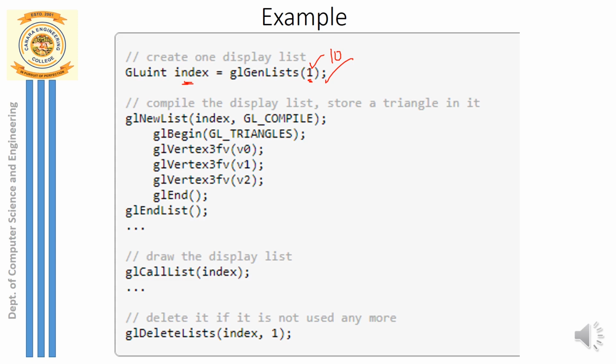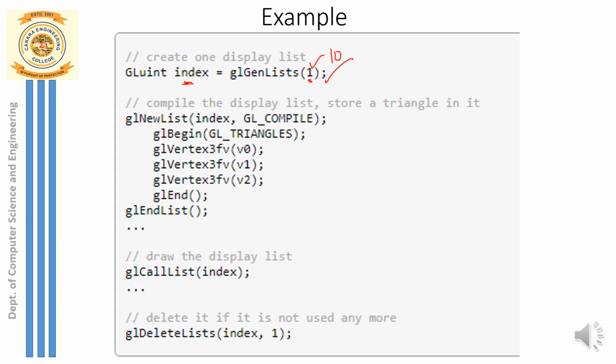So if I'm specifying a range as 10, always the first display list ID would be starting from 1. Then the contiguous numbers are generated, 1 to 10. So the first ID that is generated when you call glGenLists is 1, which is returned here and saved in the integer called index. So here index is equal to 1.